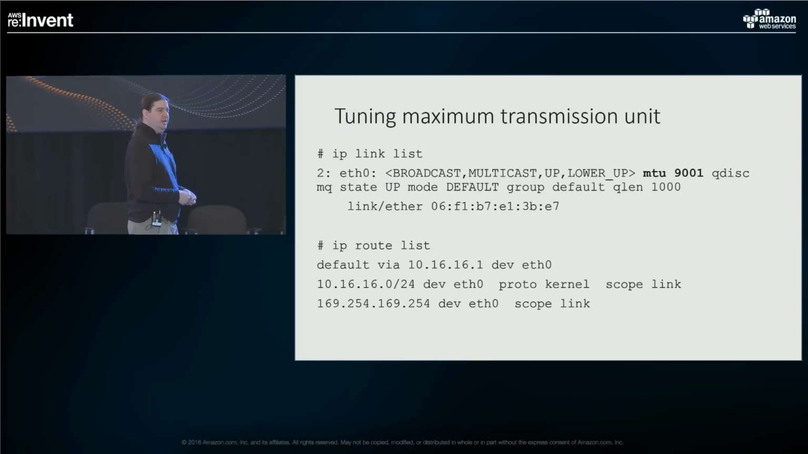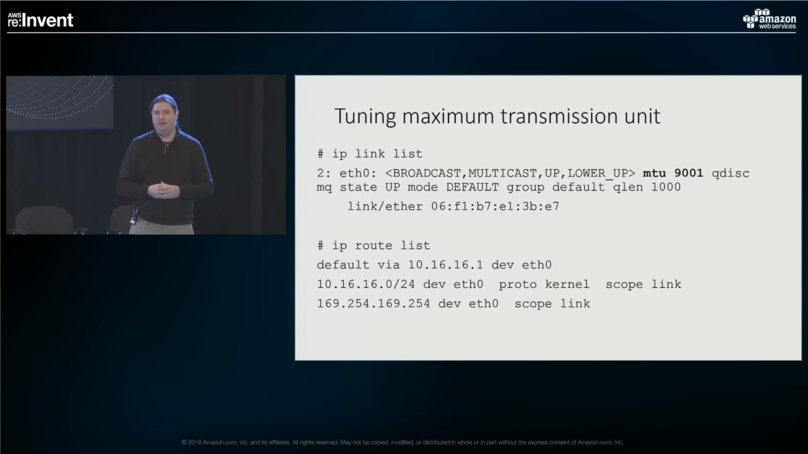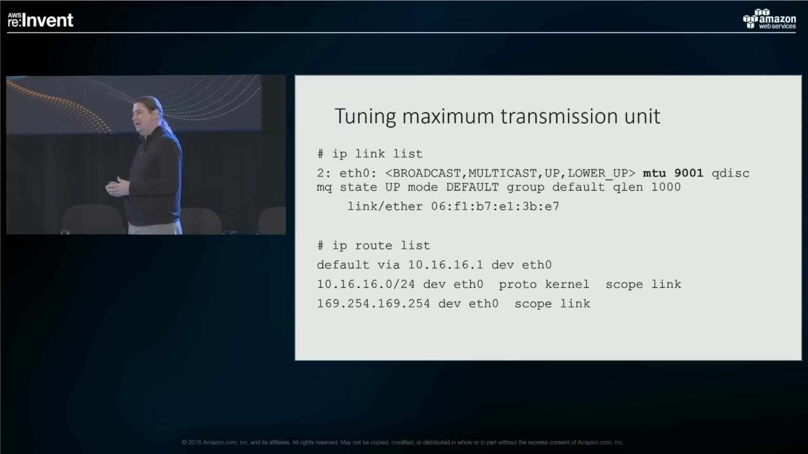But let's say we want to tweak it and play around for a little bit. So if we look at our local link using this ip link command, what we can see is that it's actually set to 9001, which is what we want.